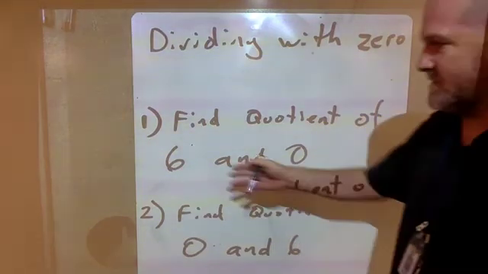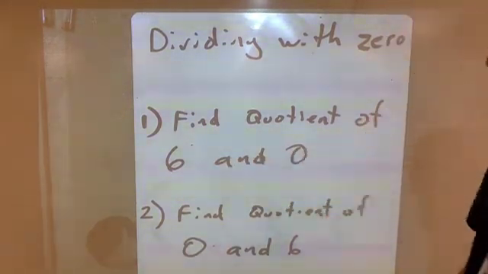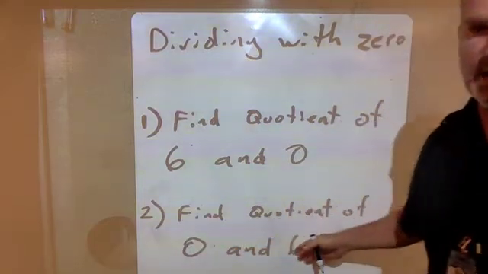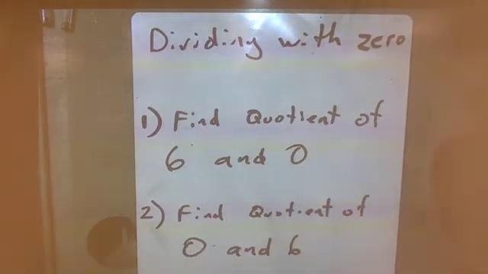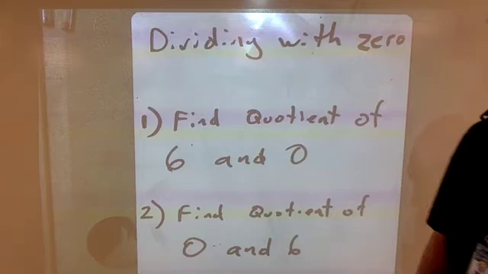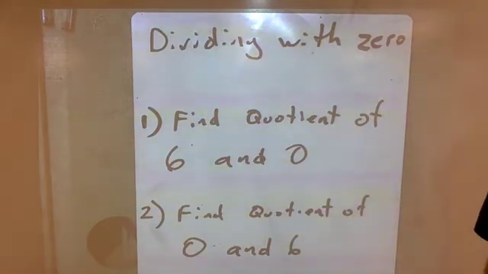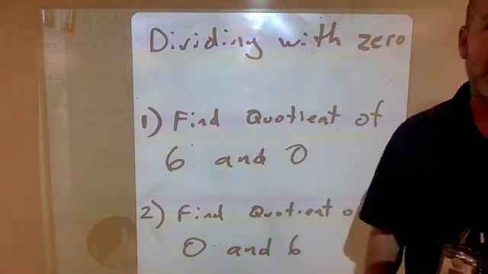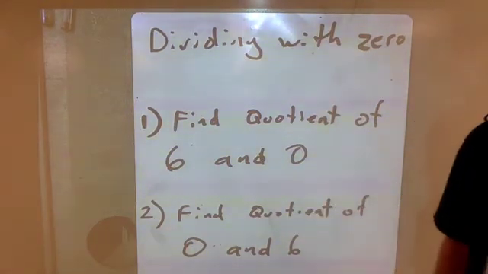Find the quotient of 6 and 0. Find the quotient of 0 and 6. So, "and" represents the division symbol. Now, what I didn't talk to you about was division problems that have 0 in it. So let me talk to you about that today.